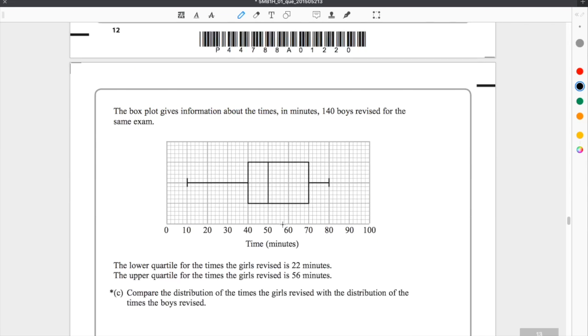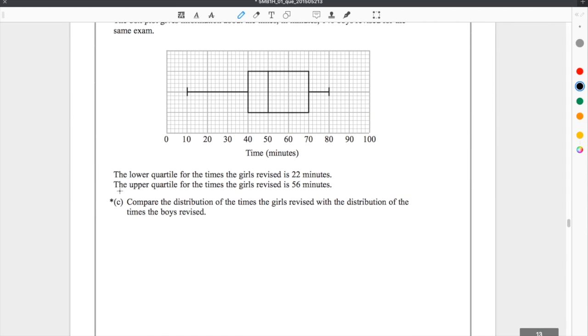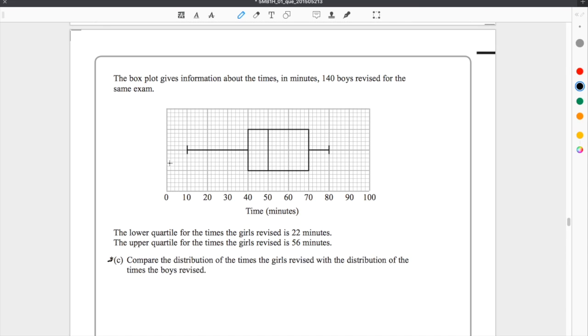That's question 9. So moving on to part C, which again is a quality of written communication question. The box plot gives information about the times in minutes of 140 boys revising for the same exam. The lower quartile for the times the girls revised is 22, and the upper quartile for the times the girls revised is 56 minutes. Compare the distribution of the times the girls revised with the distribution of the times the boys revised.